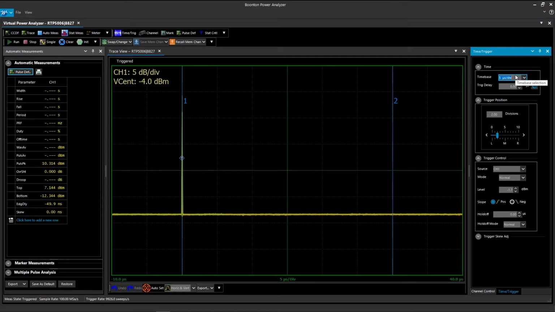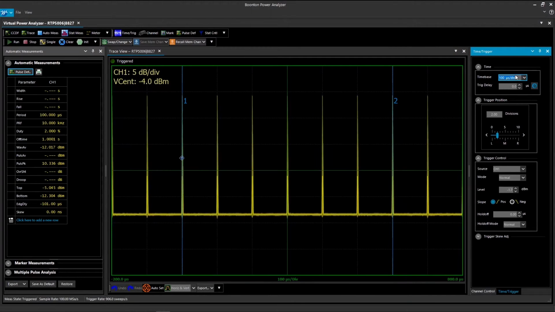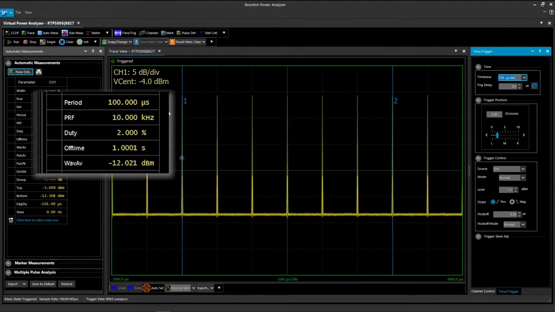Measurements are related to what is seen in the trace view. To get valid values for measurements such as period, PRF, and duty cycle, the time base must be set up accordingly.